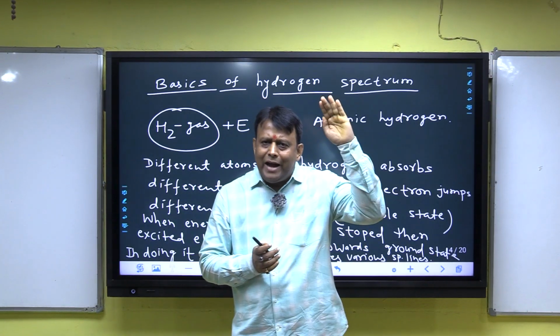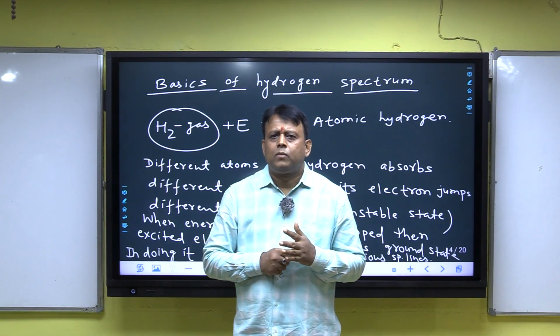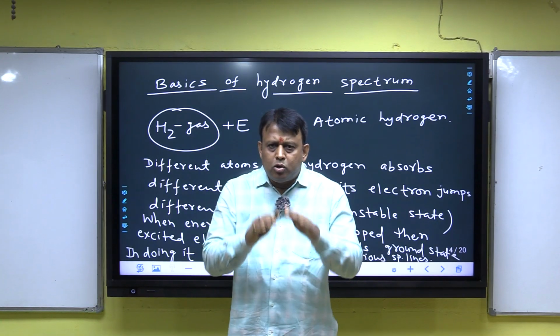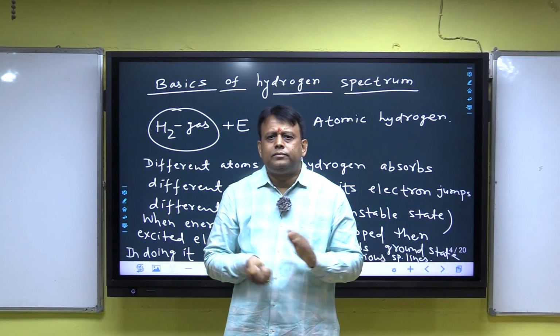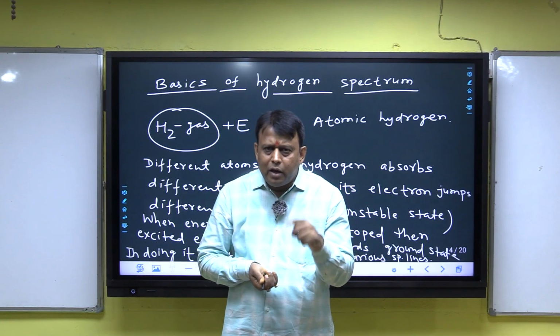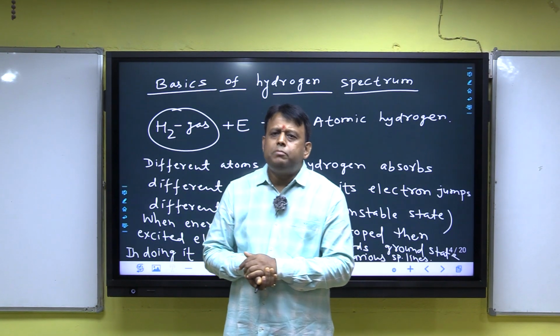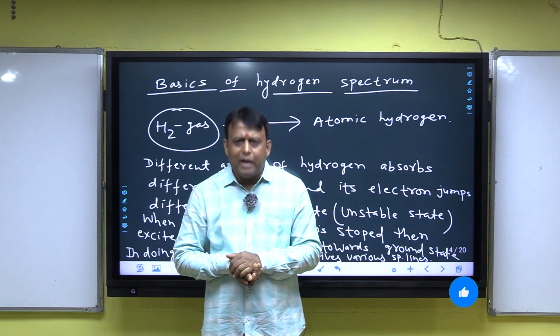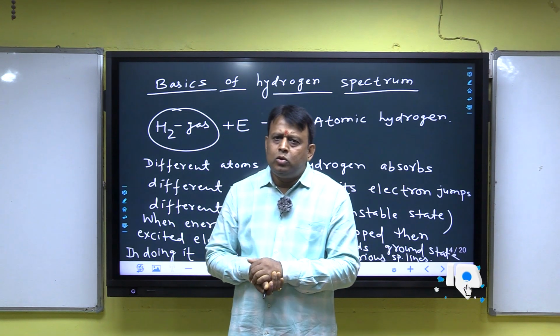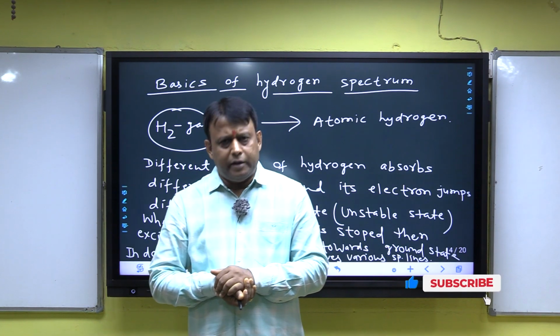When energy supply is stopped, the excited electron returns towards the ground state. In doing so, it emits energy and gives various spectral lines, known as hydrogen spectrum.